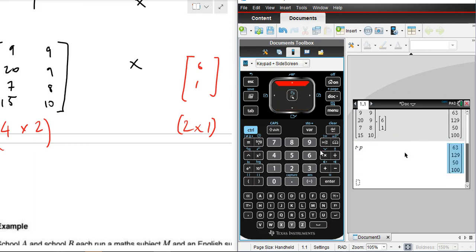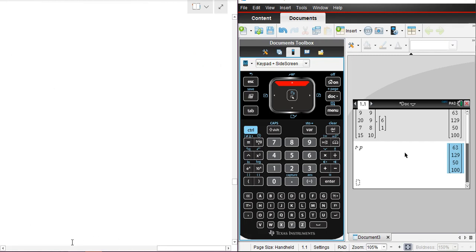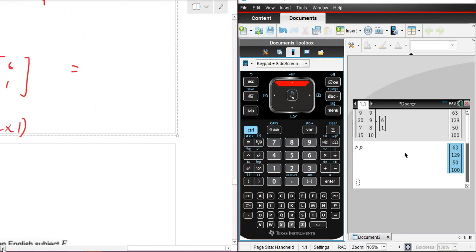Okay, so there's our answer, 63, 129, 50, and 100. So I'll write that down here. So in your SAC, when you get a question like this and it just says show the product of T and P, if you just wrote the answer, I would give you the mark for it, full marks. Okay, because that's all it's asking you to do. You don't need to show working out.